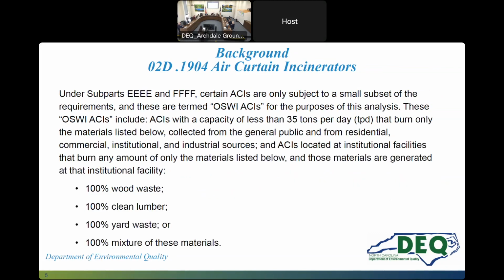Under Subparts EEEE and FFFF, certain ACIs are only subject to a small subset of the requirements, and these are termed OSWI ACIs for this analysis. These OSWI ACIs include ACIs with a capacity of less than 35 tons per day that burn only the materials listed below, which are 100% wood waste, 100% clean lumber, 100% yard waste, or 100% mixture of these materials, collected from the general public and from residential, commercial, institutional, and industrial sources, and ACIs located at institutional facilities that burn any amount of these materials below. And these materials have to be generated at that institutional facility.